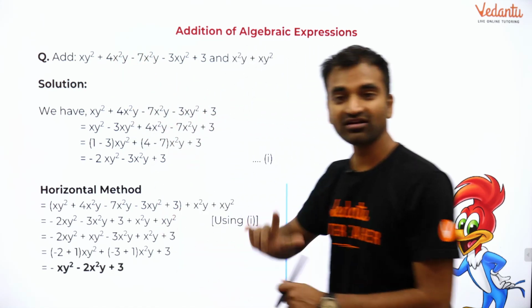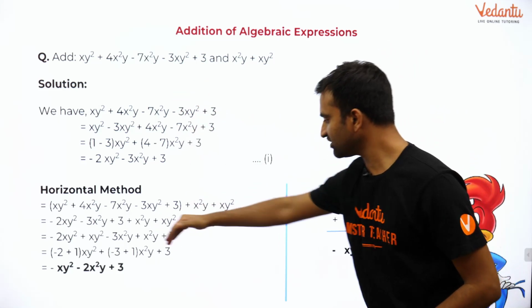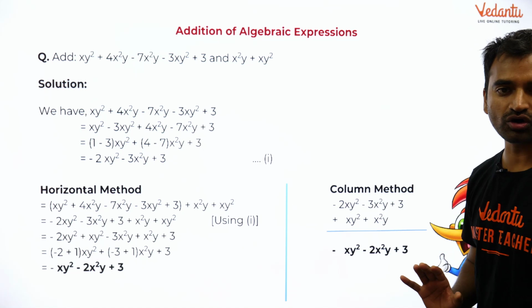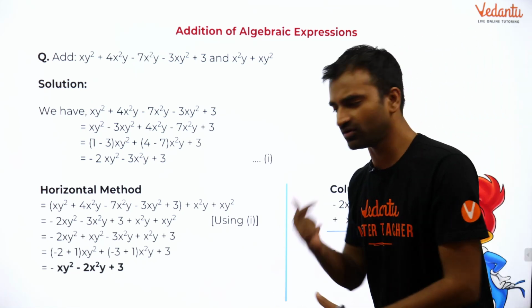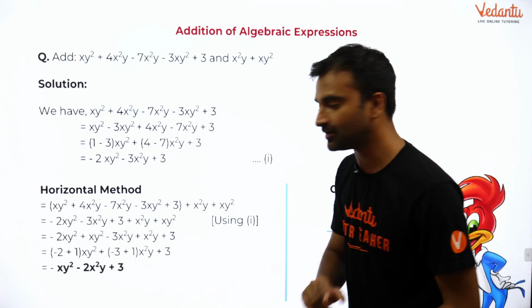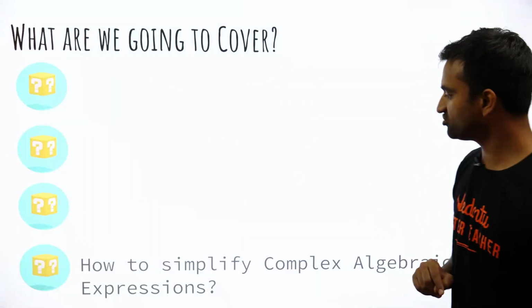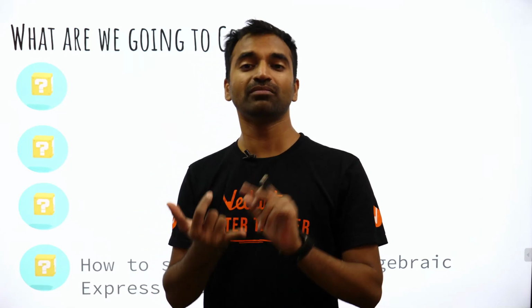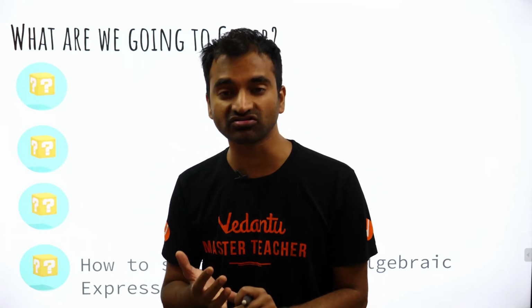Similarly, that is the first step. After that is the addition. You can do it in the horizontal manner or you can do it using a column. Either one is fine, whichever you are comfortable with. The idea is to just add the expressions which are like. That is how we do the operations, whether it is addition or subtraction.